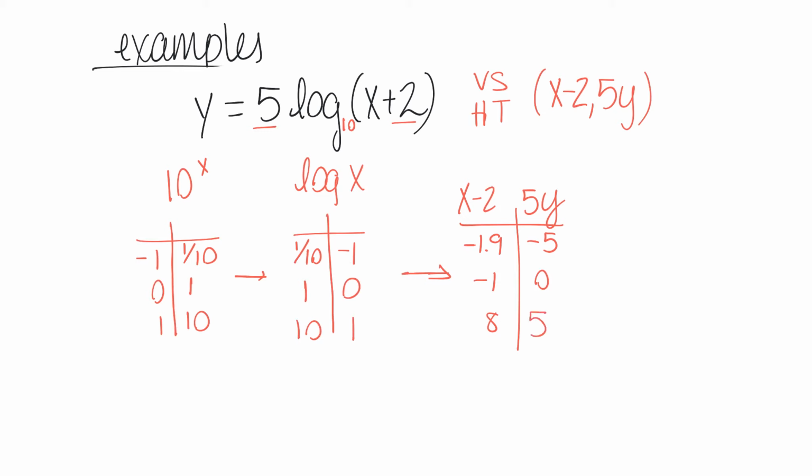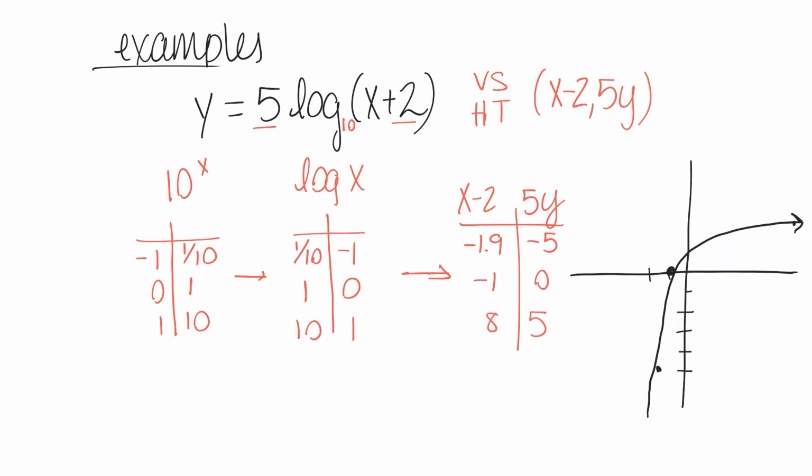So when you're ready to graph this, you're going to say negative 2, negative 5. Well, it's not quite negative 2, but it's close. Negative 1, 0, and 8, 5. So it's going to look something like this. Okay, and then we can do a third example really quickly.